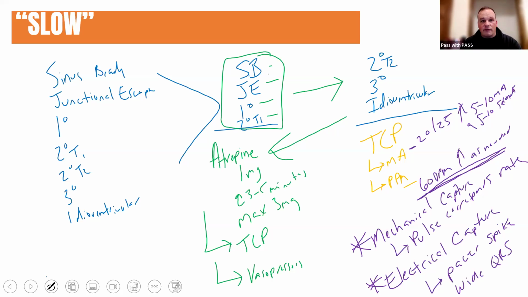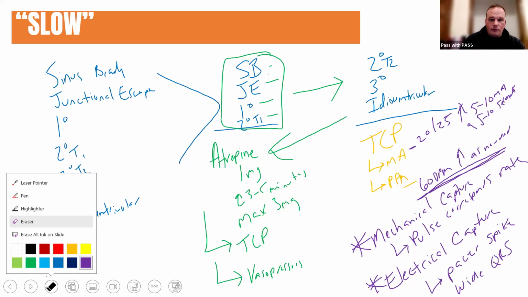Okay, so 20 to 25 milliamps, increasing every 5 to 10 seconds by 5 to 10 milliamps until I get mechanical and electrical capture. If you are regurgitating that in a scenario in the lab, that is exactly how you need to say it. I'm going to start my patient off at 60 to 70 paces per minute. I'm going to start my milliamps at 20 to 25, increasing by 5 to 10 every 5 to 10 seconds until I get mechanical and electrical capture. And you better be prepared to explain what mechanical and electrical capture are when you say that.